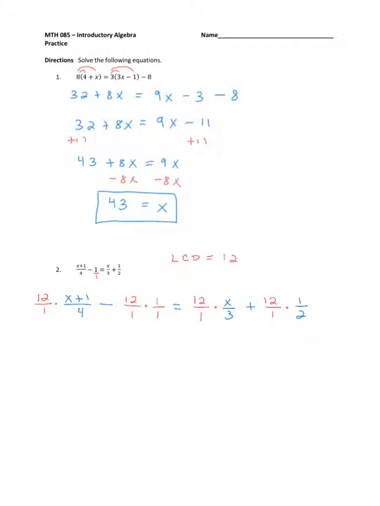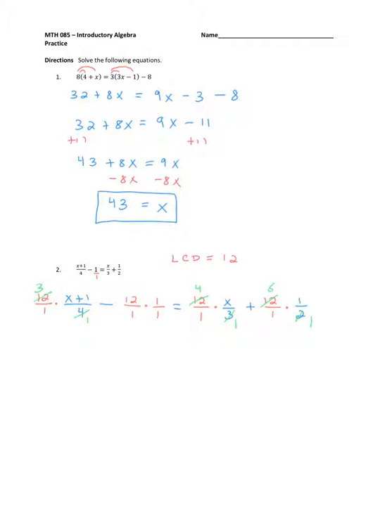By doing this, we're going to cancel every single denominator. 4 goes into itself once, it goes into 12 3 times. Nothing cancels in the next fraction. 3 goes into 12 4 times. 2 goes into 12 6 times.